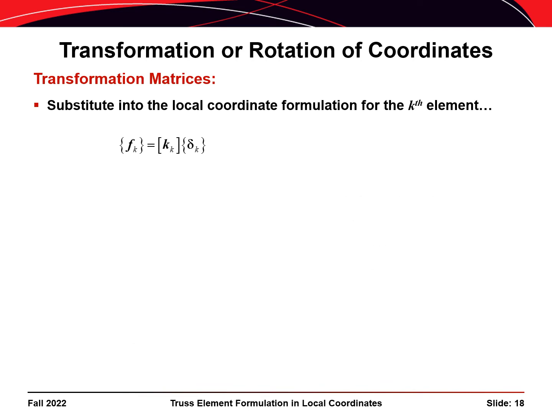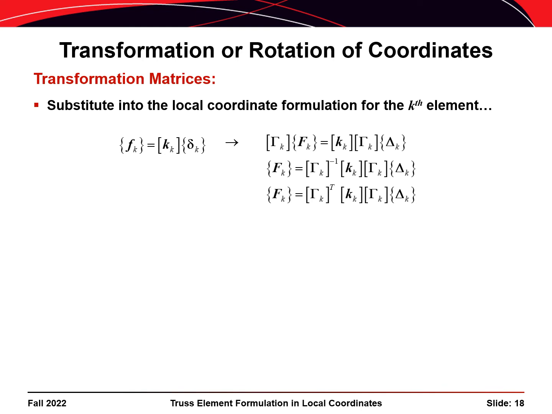Starting with this formulation in local coordinates for the kth element, we can first observe that little f is equal to capital gamma times big F. Next, we substitute capital gamma times capital delta for lowercase delta and solve for big F. Then we can substitute the transpose of capital gamma for the inverse of capital gamma and observe that big K must be equal to the product of the transpose of capital gamma, little k, and capital gamma.